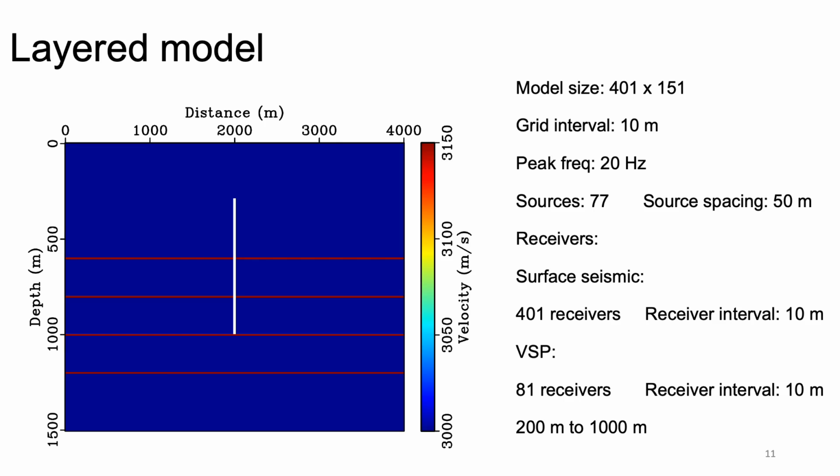We first apply LSERTM to a simple layered model. There are in total 77 sources on the surface, with a source spacing of 50 meters. For the surface seismic survey, there are 401 receivers deployed on the surface with a receiver interval of 10 meters. For the VSP survey, there are 81 receivers at x equals 2000 meters, from z equals 200 meters to z equals 1000 meters in depth. The receiver interval is 10 meters.